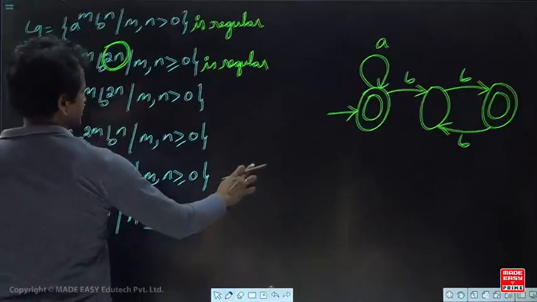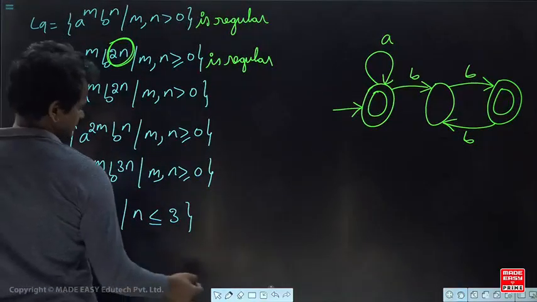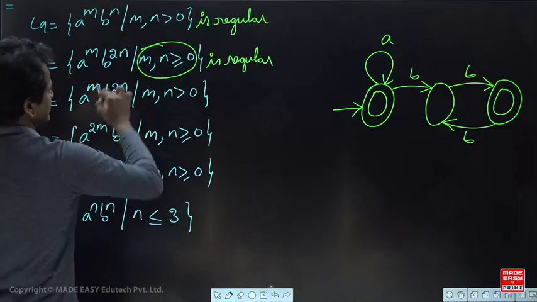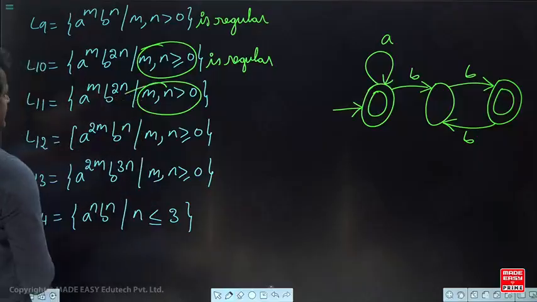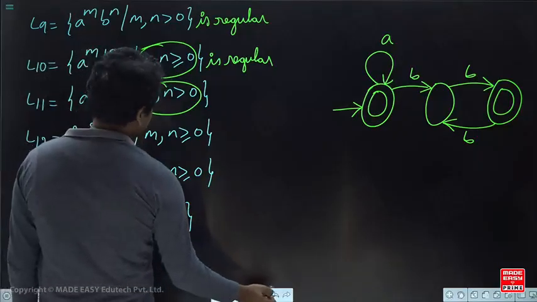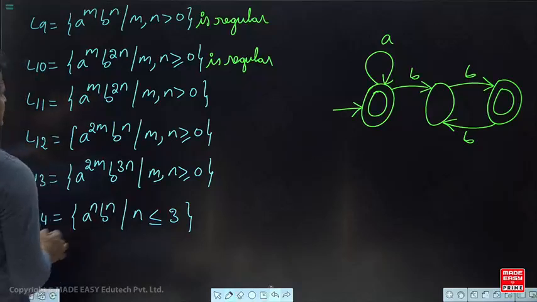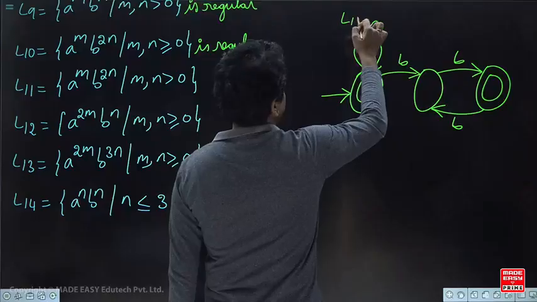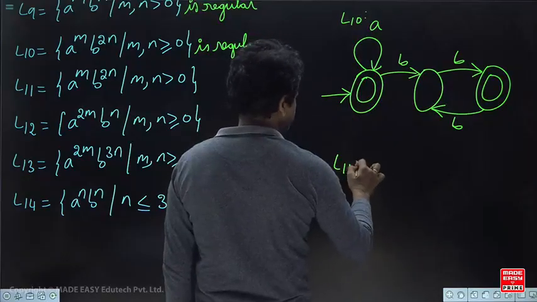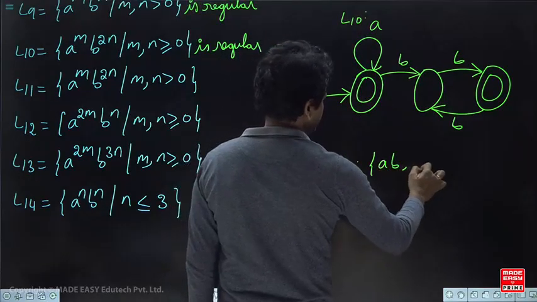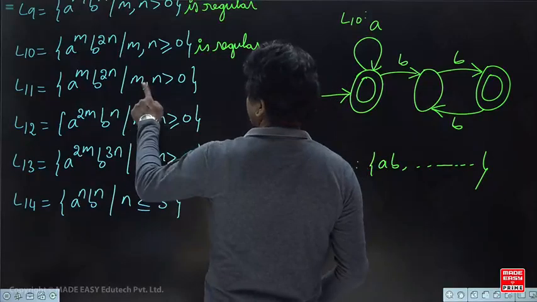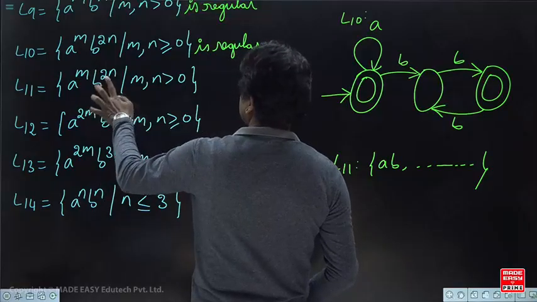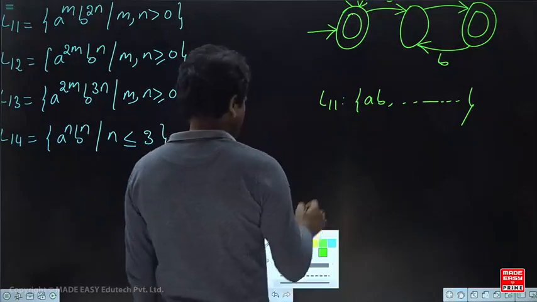Guys, here, what is the difference between L10 and L11? In L10, the minimum values of m and n are 0, whereas the minimum values of m and n in L11 are 1. If both are minimum 1, then what is the smallest string in L11? The smallest string is AB squared. Why? The least value of m is 1, the least value of n is 1. A power 1, B power 2 into 1, B squared: AB squared is the smallest string.